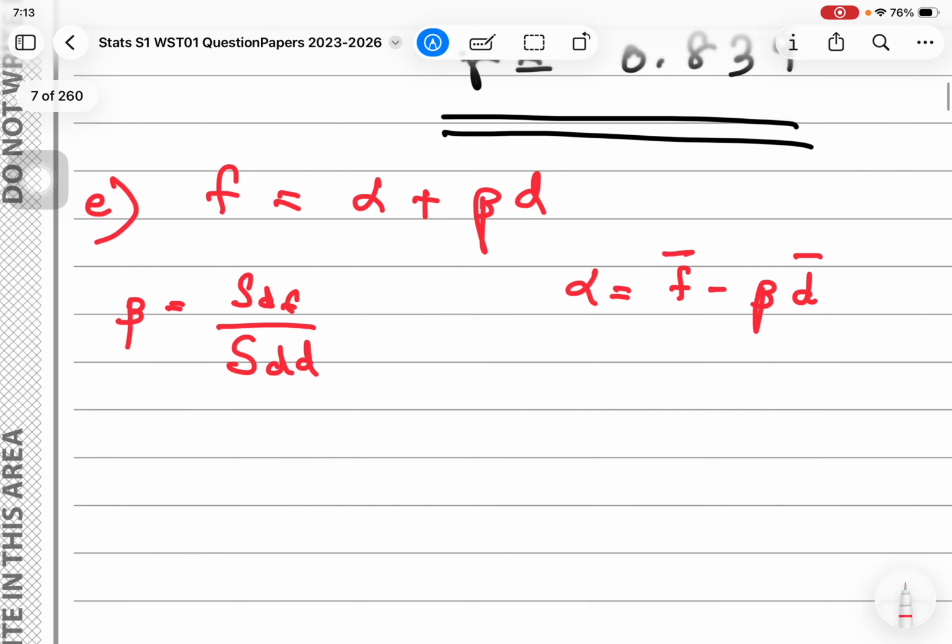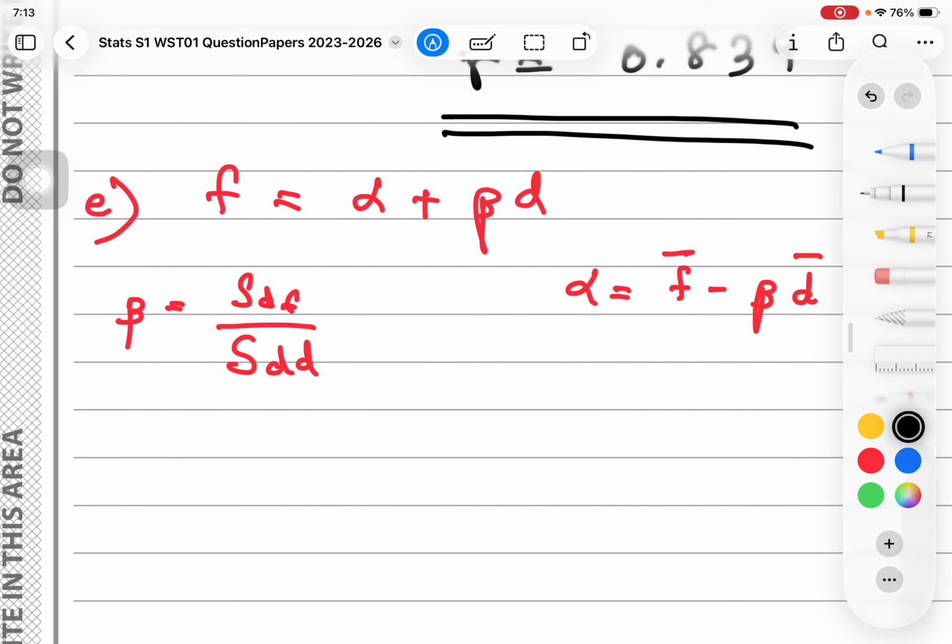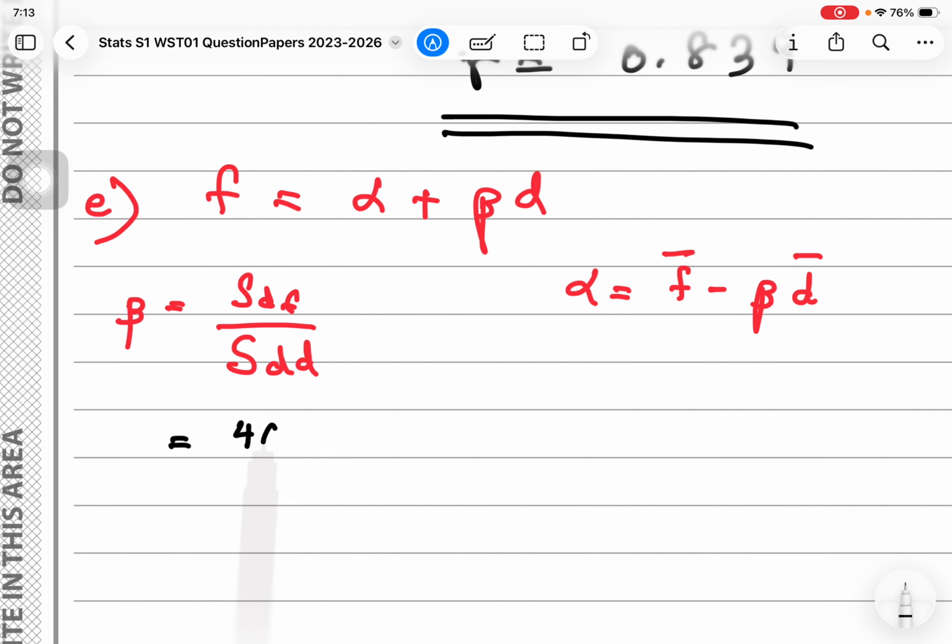For the first one, we had the numbers, so let's put those numbers here. SDF, we had 48, which we found. This is what they gave us. So the answer is going to be 0.04401. It's continuously going on.